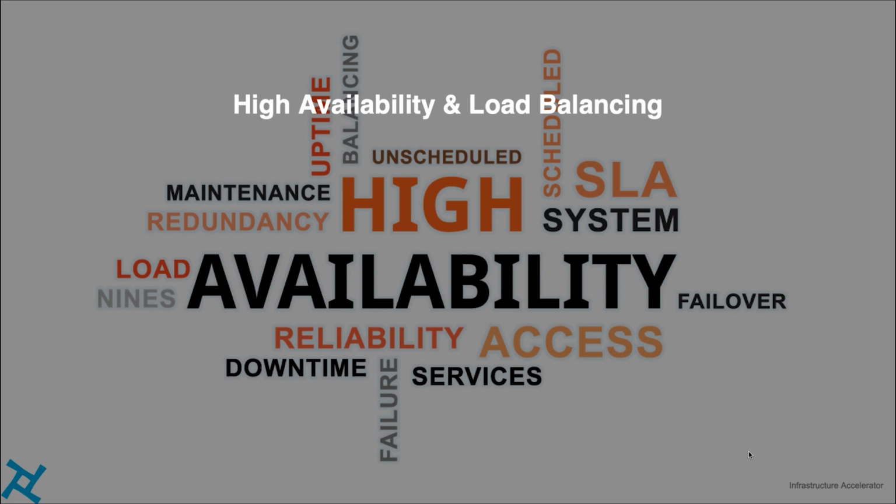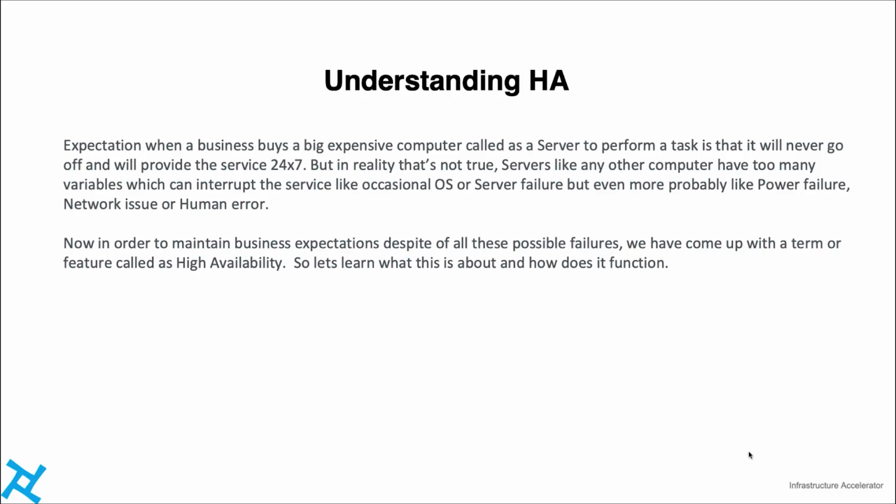Now that we have understood the operating systems, and we have understood the applications, and we have understood the subsystems, I want to explain some more terms to you, which are high availability and load balancing. What is HA, or high availability? The expectation when a business buys a big expensive computer called a server is that it will never go off and will provide the service 24/7.